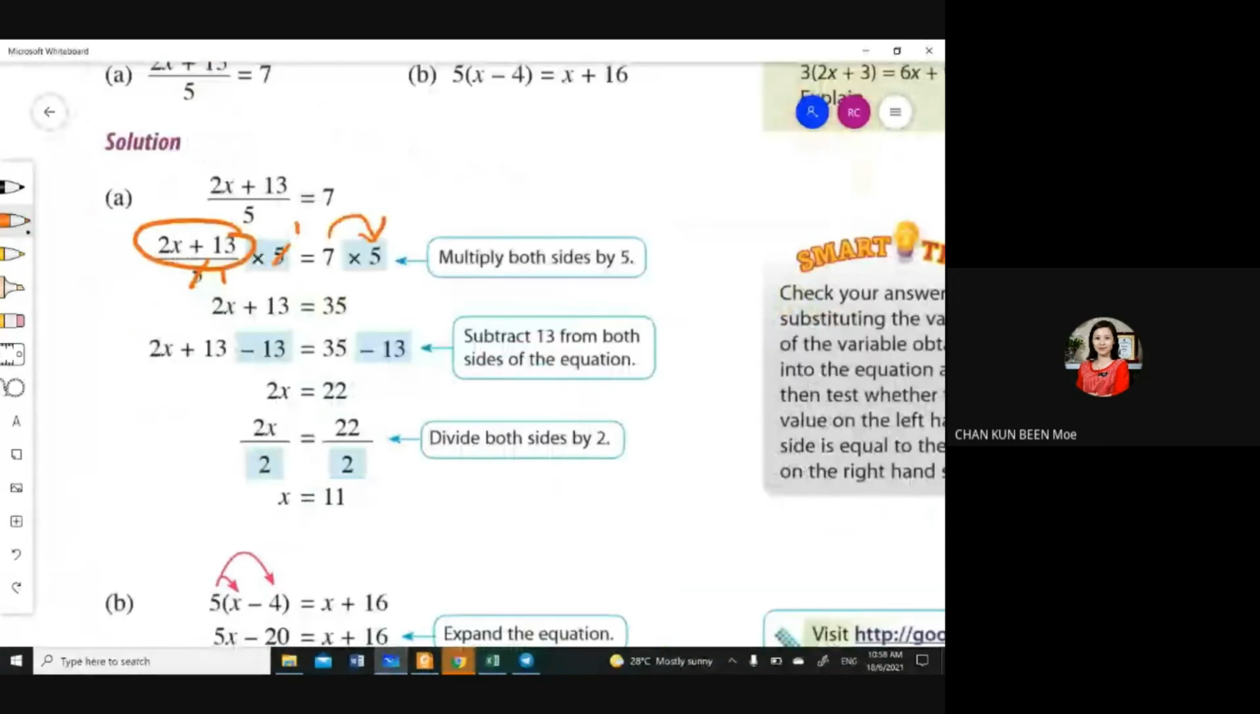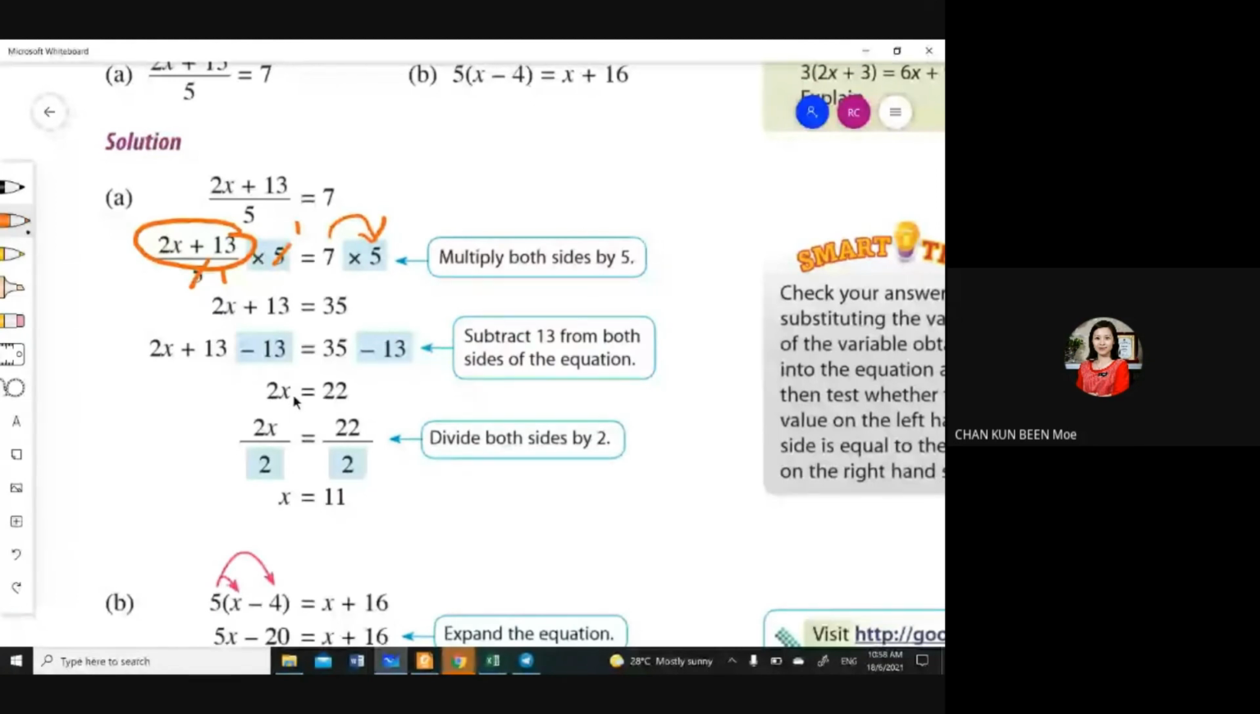the next thing that we need to eliminate is, you look at this, we have 3 terms. First, second, third. To get the value of x, we want this one first, so we need to eliminate the 13. On both sides, we minus 13. So 35 minus 13, we get 22. The 13 here, you minus 13, 2x remain. So 2x is equal to 22.